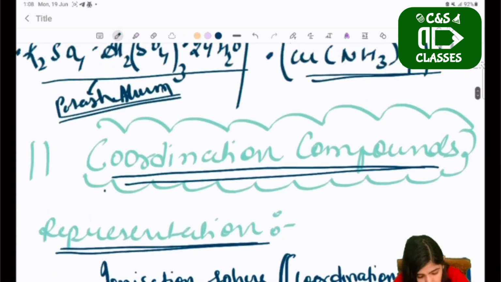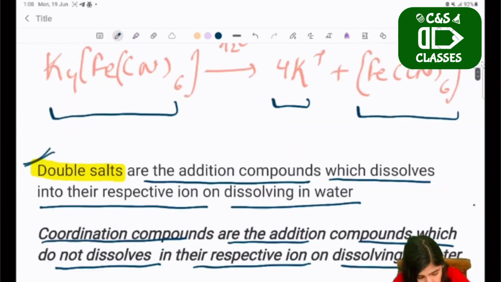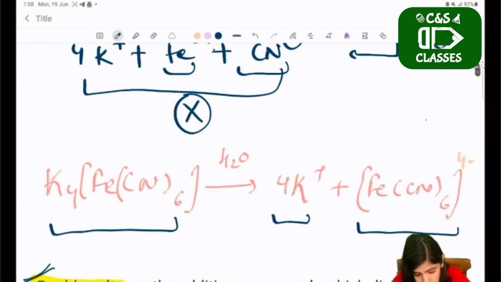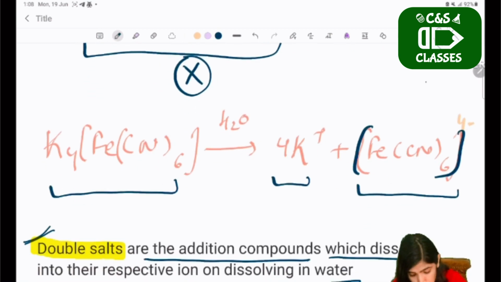For example, here what we have seen, this Fe2+ and CN-, is not getting dissociated, right? This coordination entity is not getting dissociated. We are not getting any Fe2+ or CN- ion in the solution. Why? Because this Fe and CN are strongly bonded with the help of a coordinate bond.